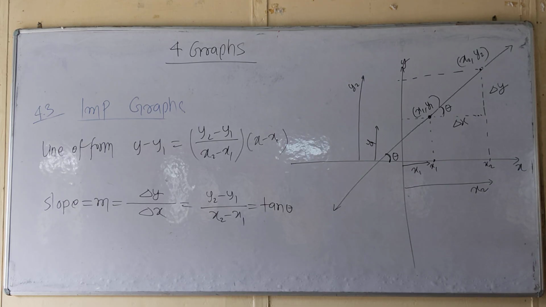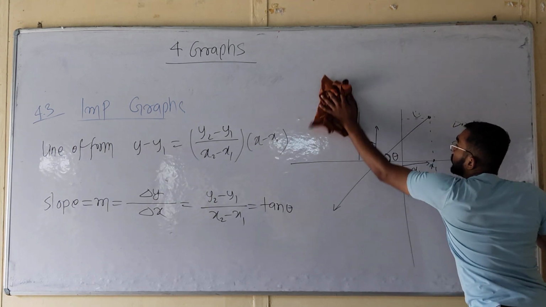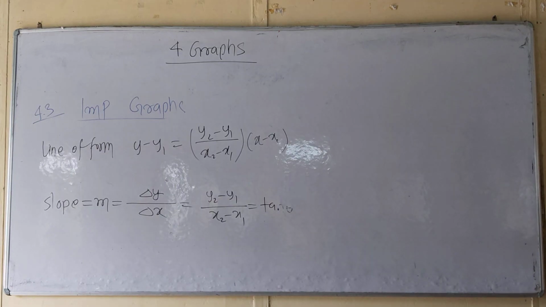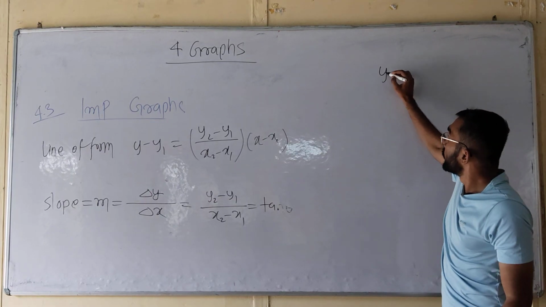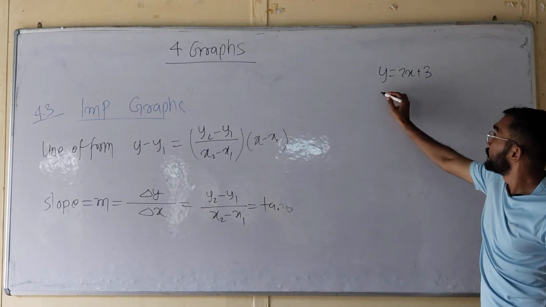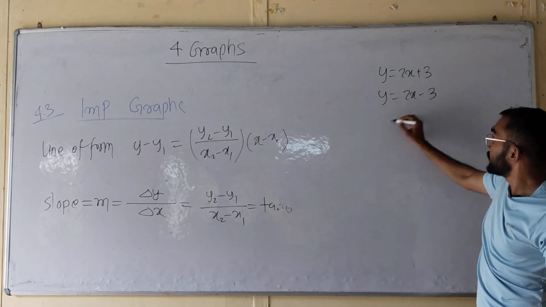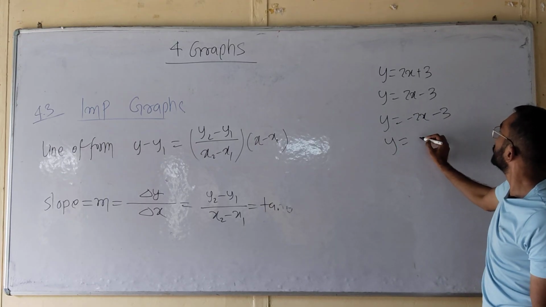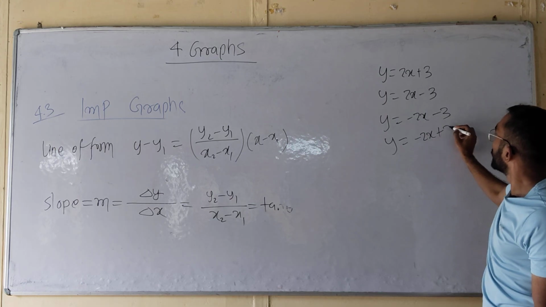Write down question. Draw the graph of. Noted na? Draw the graph of y equals 2x plus 3, y equals 2x minus 3, y equals minus 2x minus 3, y equals minus 2x plus 3.